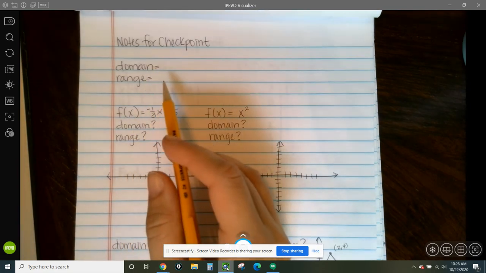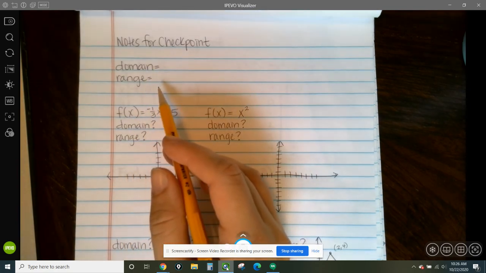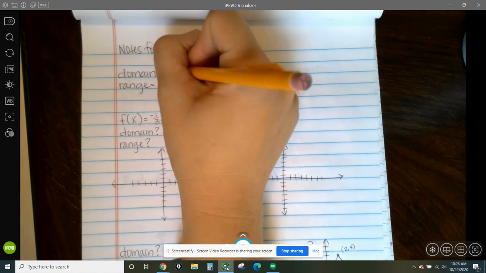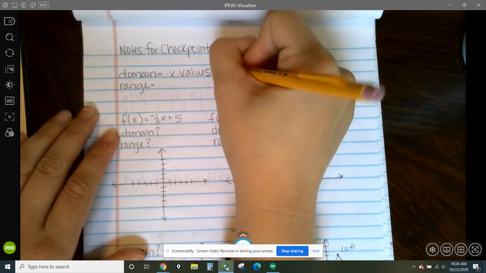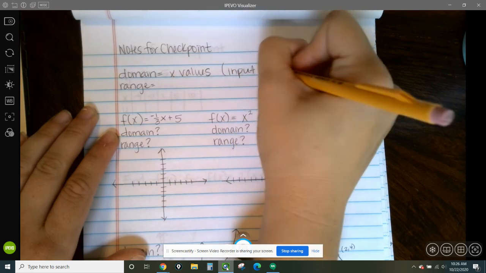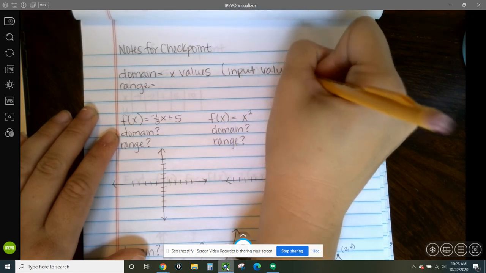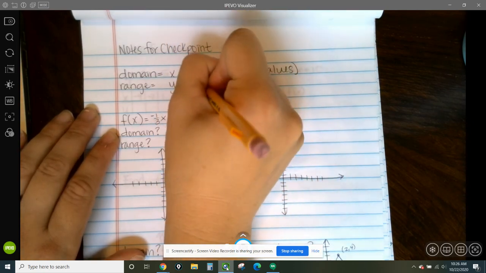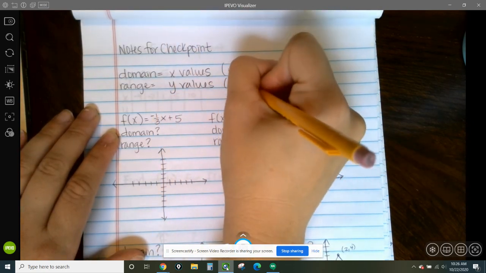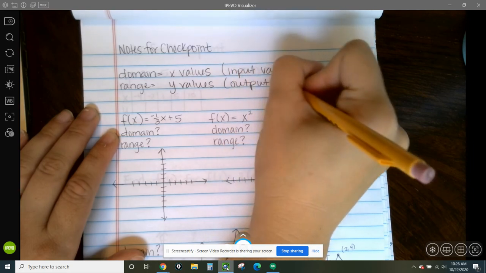Okay, so domain and range, that's what this lesson was talking about. So domain are all the X values, or you could think of them as like input values, like we talked about in the last lesson. Range is the Y values, or the output values.